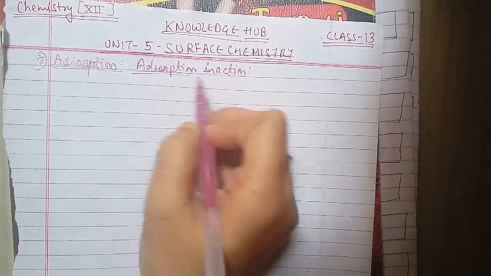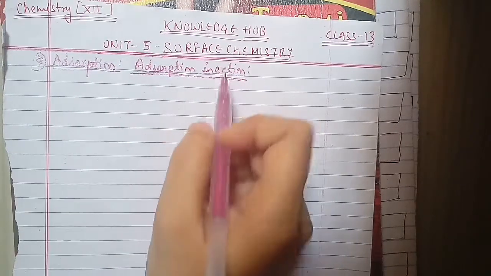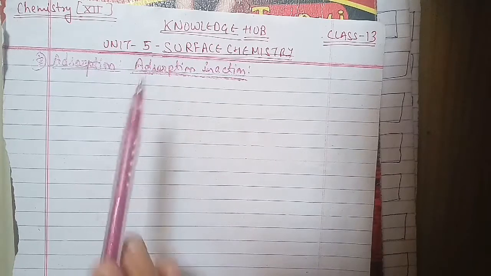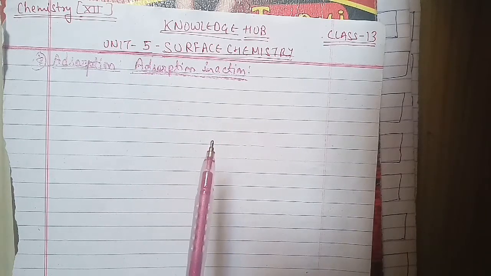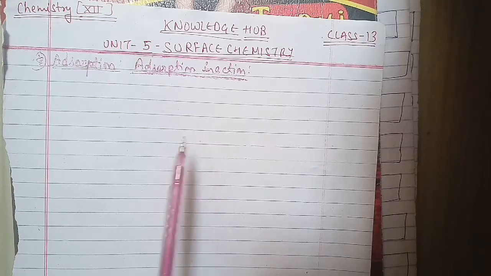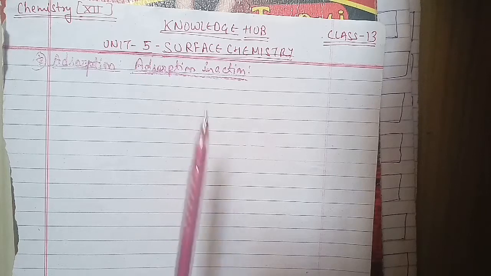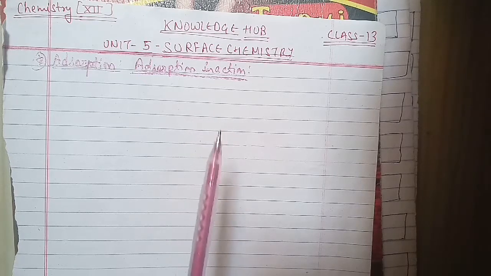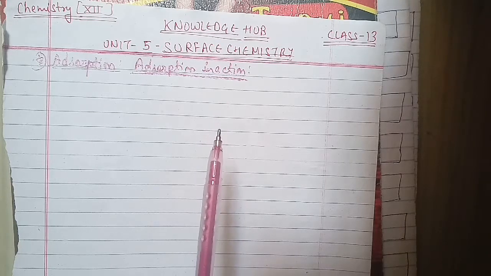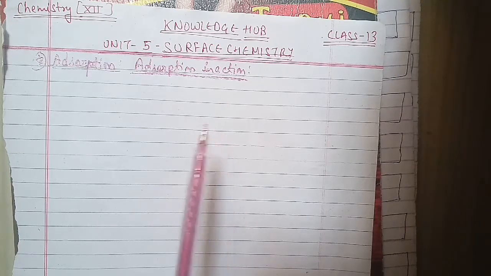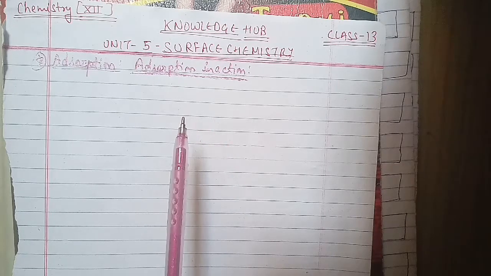Adsorption in action. If a gas like O2, H2, CO, Cl2, NH3 and SO2 is taken in a closed vessel containing powdered charcoal, it is observed that the pressure of the gas in the closed vessel decreases and the gas molecules concentrate at the surface of the charcoal. That is, the gas is adsorbed at the surface.